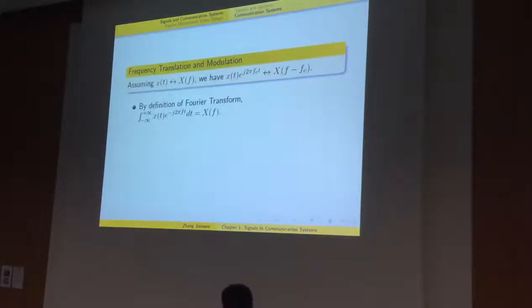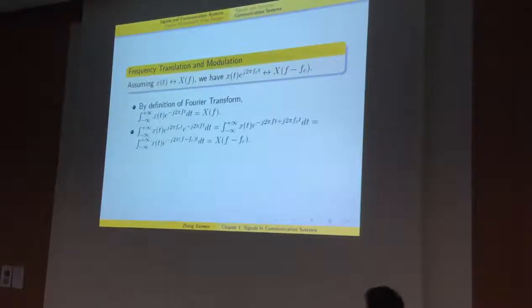Here's the proof of this property, but I don't think it's important. I'm just supposed to show you how we get this result. The link between these two signals is quite important. What's the meaning of these two? From here to here, what happens? It's just shifting the spectrum to a high frequency band. This is quite important.